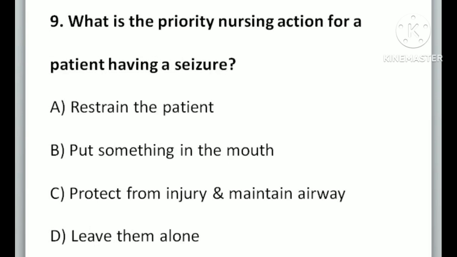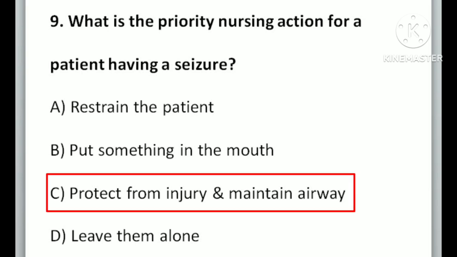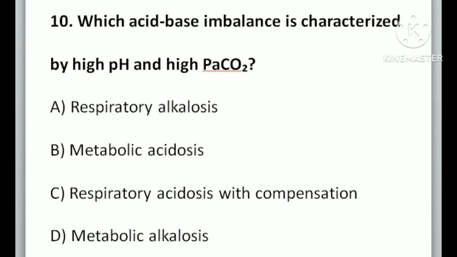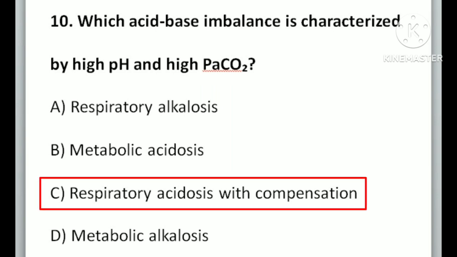9. What is the priority nursing action for a patient having a seizure? Correct option is C. Protect from injury and maintain airway. 10. Which acid-base imbalance is characterized by high pH and high PaCO2? Correct option is C. Respiratory acidosis with compensation.